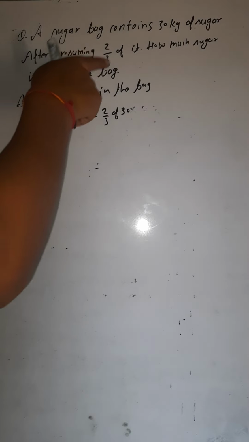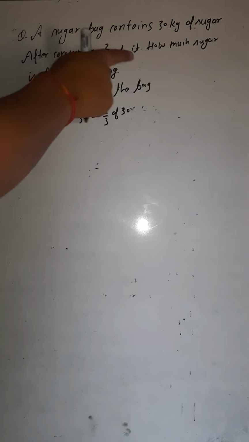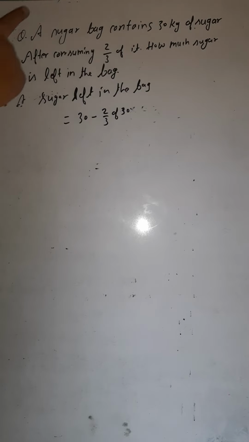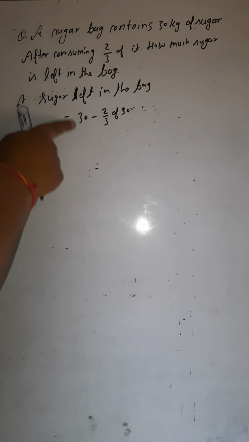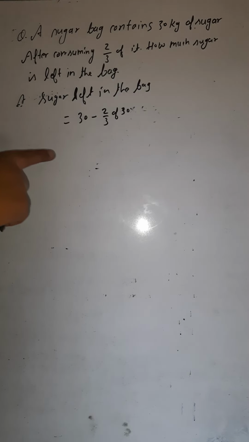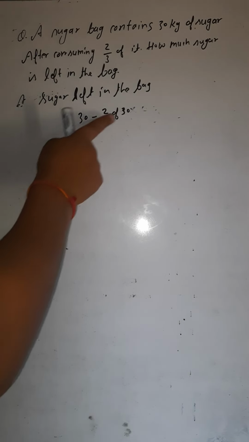Now after consuming 2 by 3 of it, what is this it? This it is 30 kg. Okay, a sugar bag contains 30 kg sugar. After consuming 2 by 3 of it, how much sugar is left? So sugar that is left in the bag would be 30 minus 2 by 3 of 30.